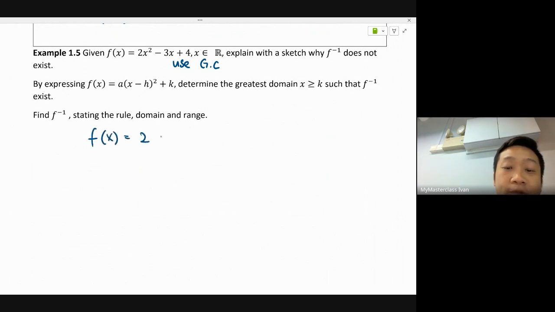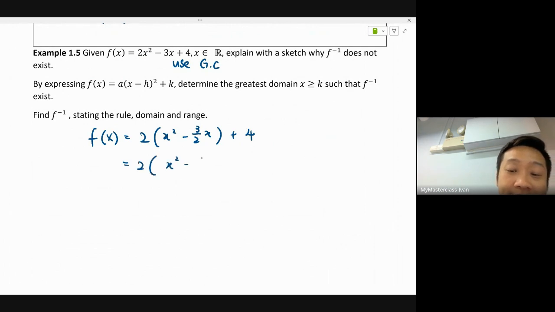Take out the 2. x squared minus 3 over 2 x. The plus 4 you can put inside or outside, doesn't matter. Okay, so this is 2 bracket x squared minus 3 over 2 x plus (3 over 4) squared minus (3 over 4) squared plus 4. Yeah, complete the square. So this is 2 x.